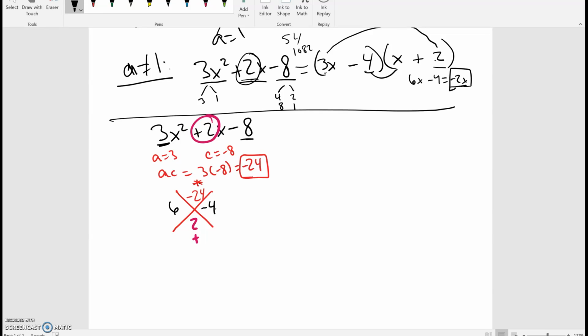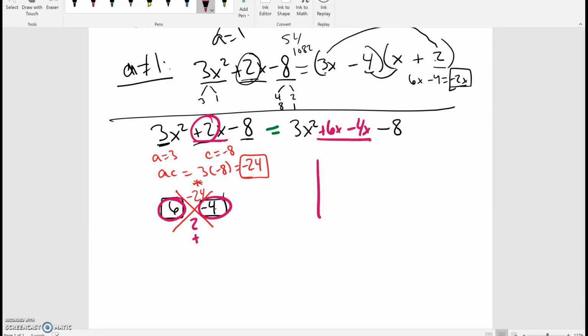So the way that I'm going to do it this time is I'm going to replace this. I'm going to have the 3x squared and the minus 8. But instead, I'm going to use these two numbers to plug into the 2 that I had there. So I'm going to have it as plus 6x minus 4x, because we know that plus 6x minus 4x is going to give me positive 2x.